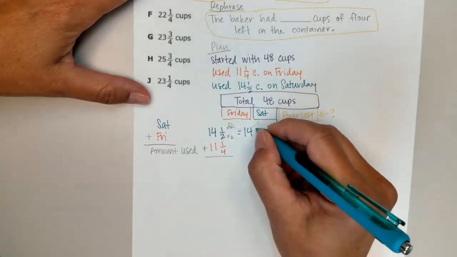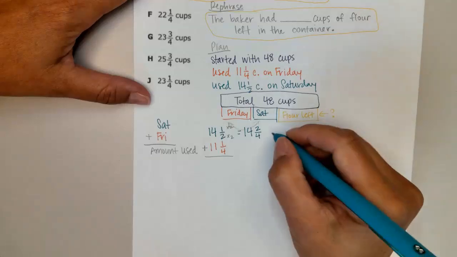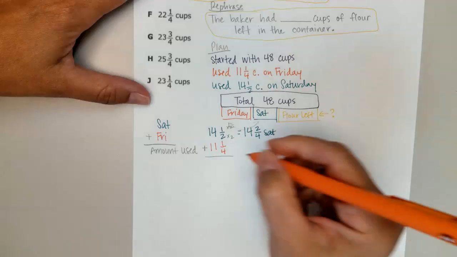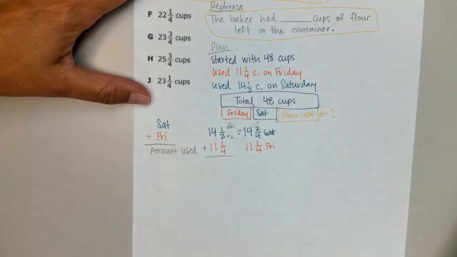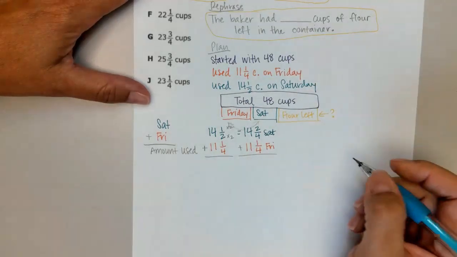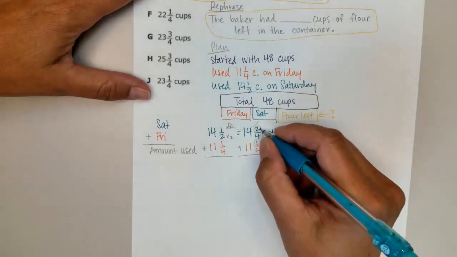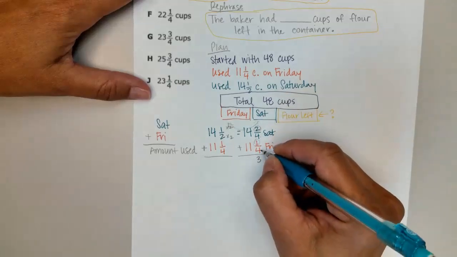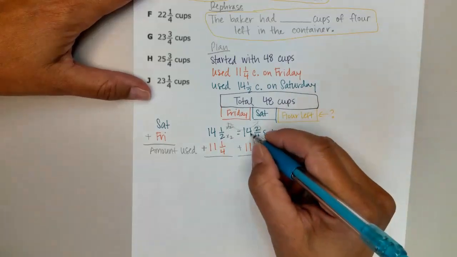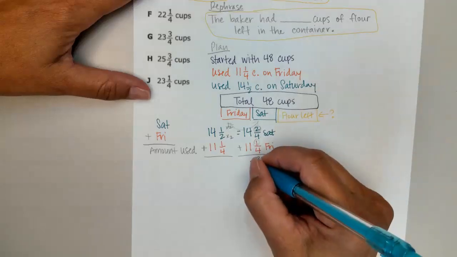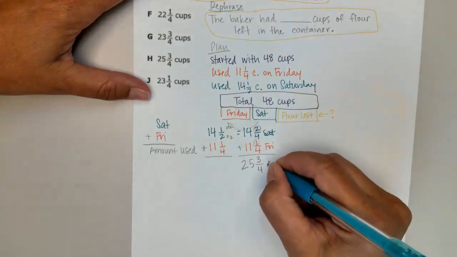So 14 2/4 is my Saturday amount. My Friday amount, now that I have my common denominator of 4, is 11 1/4 cups. So now I'm going to add these together. So when I'm adding fractions, I only add my numerators. 2 + 1 is 3. And then I bring my denominator down. So 3/4 flour. And then let's look at our whole numbers. 4 + 1 is 5. 1 + 1 is 2. So remember, this is the amount used.